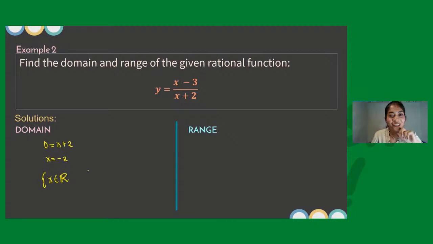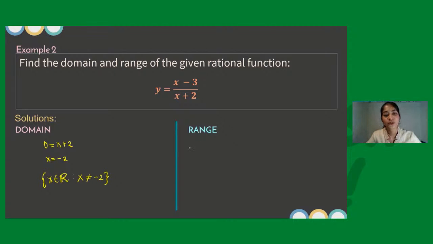Let me repeat. The domain will be all values of x that are element of the real number system such that x is not equal to negative 2. Meaning to say all values are acceptable except negative 2. Okay, that will be our domain.